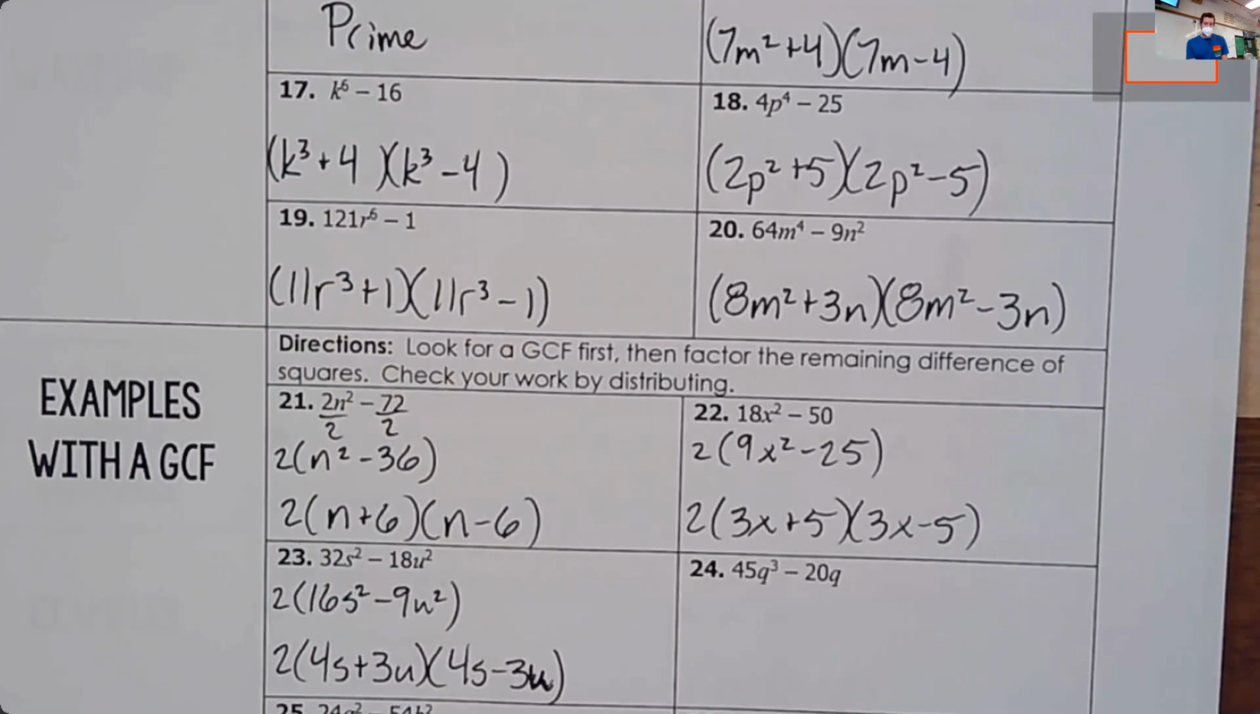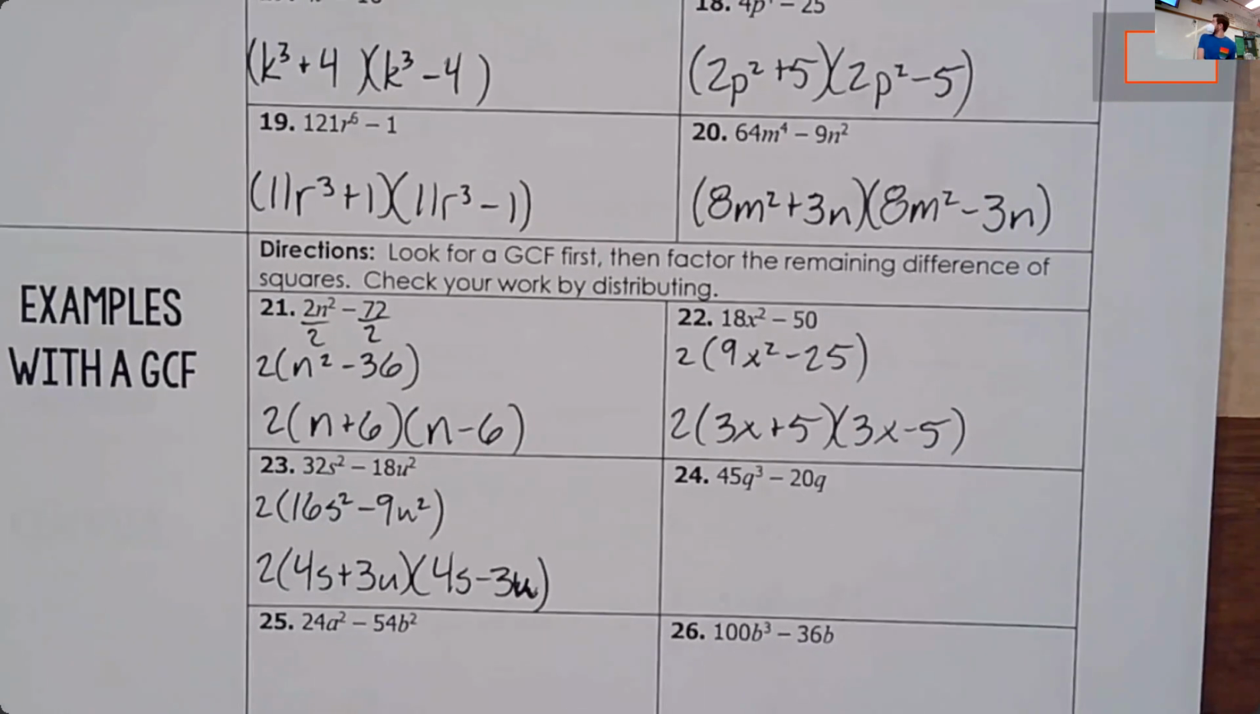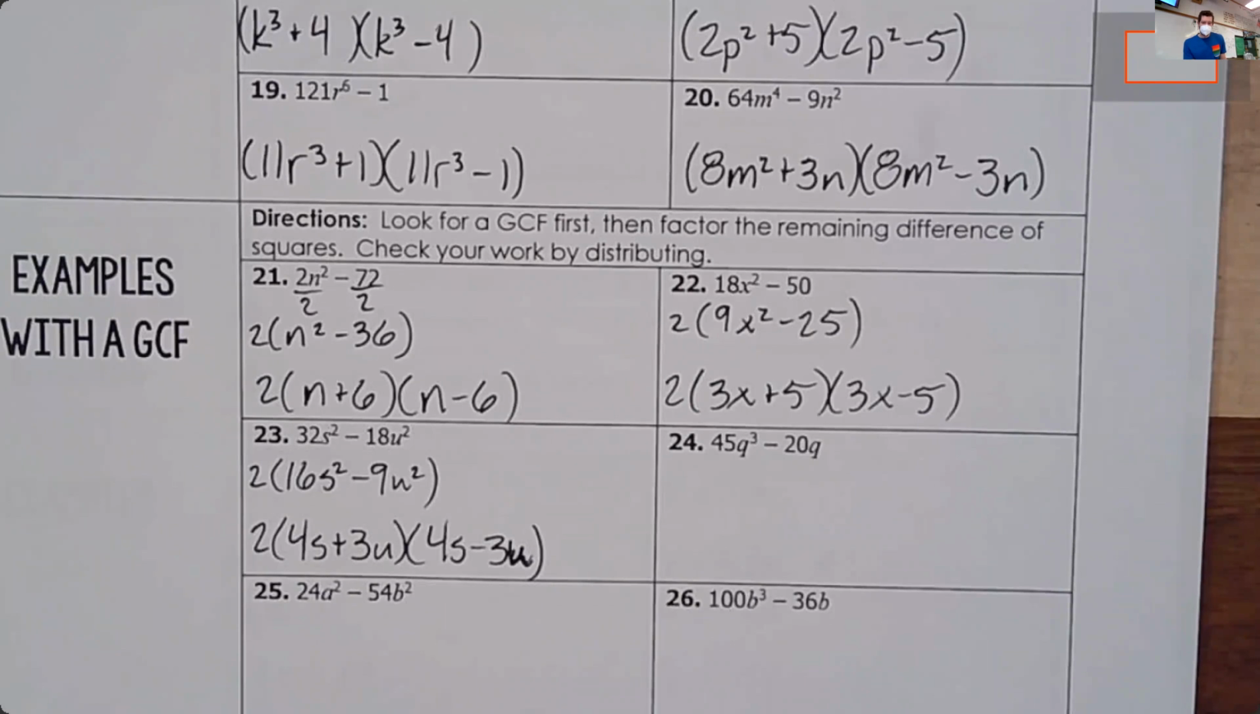All right, let's skip ahead to number 26. So skip 24, skip 25. Let's go to 26 real quick. And 26 is 100b to the third minus 36b.